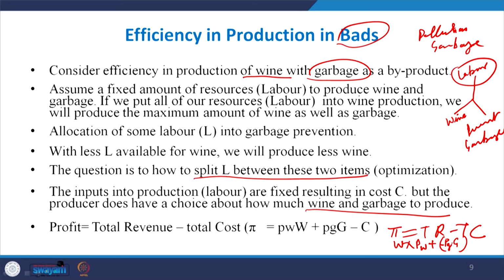So, the company is getting some revenue in the production of wine, but when the company is selling garbage in the market, it is facing a negative price. So, the total revenue will be lower when you add PG times G, and minus total cost. So, that is actually the profit. So, profit is equal to the total revenue received by the company by selling wine in the market as well as selling garbage which has a negative price in the market.